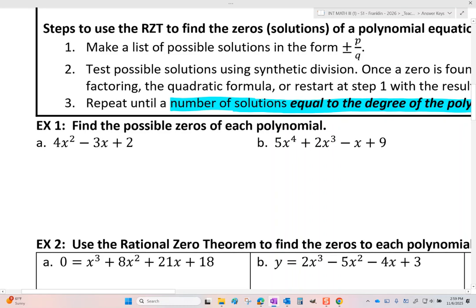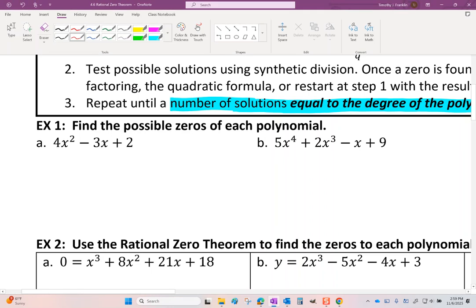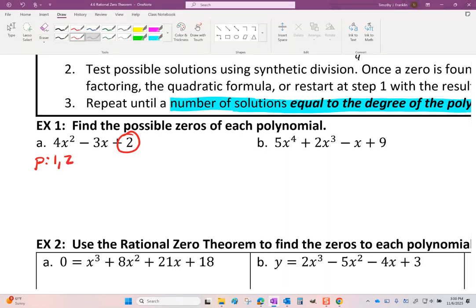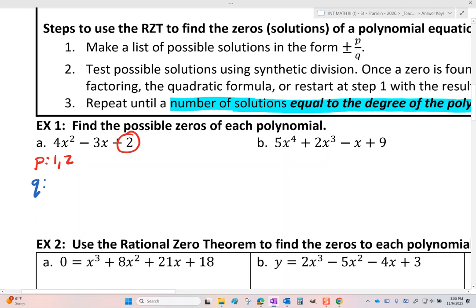So all that to mean we can find a potential list of zeros and then from that, test them with synthetic division to see if we have a 0 there. So first, let's just practice finding that list of potential zeros. So here we have 4x squared minus 3x plus 2. We're going to find our p and q values. So p, these are the factors of the constant, which here is 2. Well, that's 1 and 2. Q are the factors of the leading coefficient, which here is 4, so 1, 2, and 4.